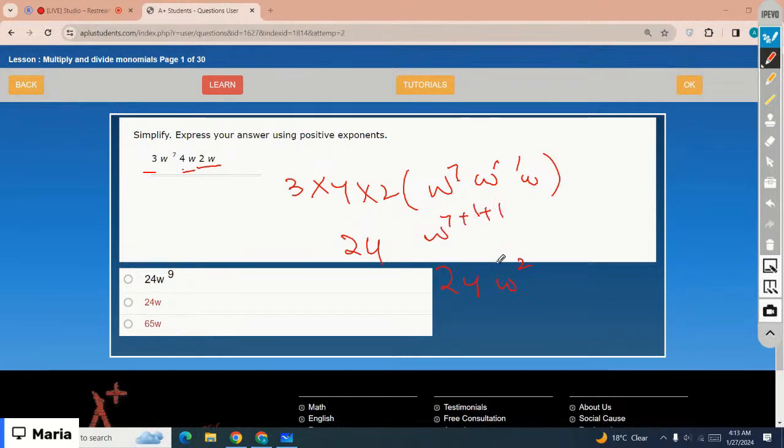So 24w, w exponent 9 is the correct option, right? That is 24w9, option number 1 is the correct option. Got it?